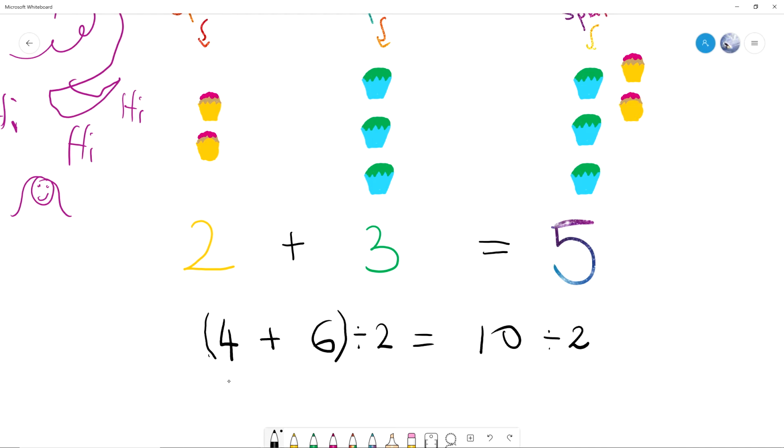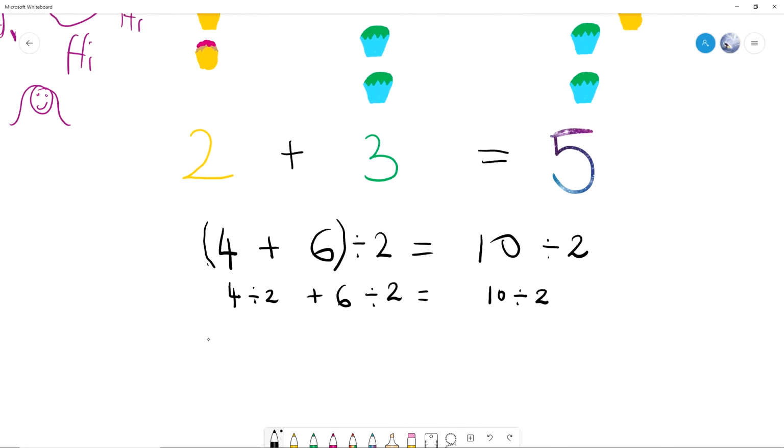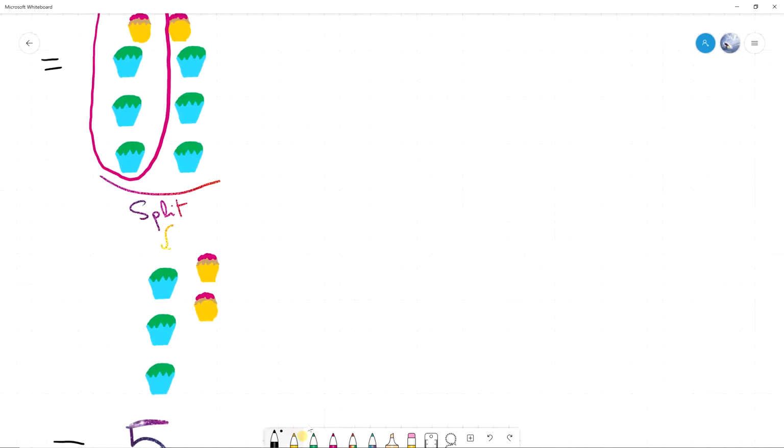So this equals 4 divided by 2 plus 6 divided by 2, which is the same as 10 divided by 2. And now if I divide 4 by 2, how much do I get, Natalie? 4 divided by 2 is 2. 6 divided by 2 is 3. And 10 divided by 2 is 5, which is the equation that we got above in color. Okay? All right, so let's try another example.